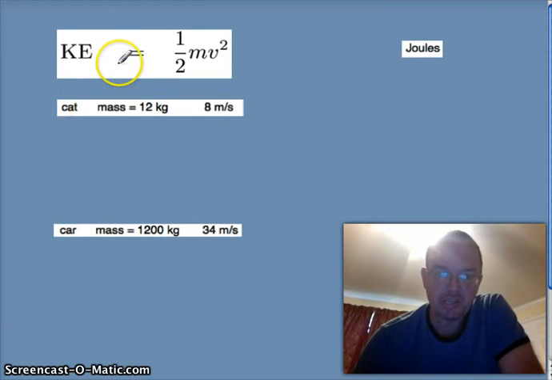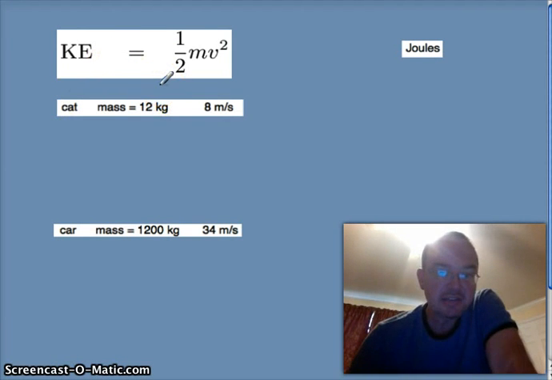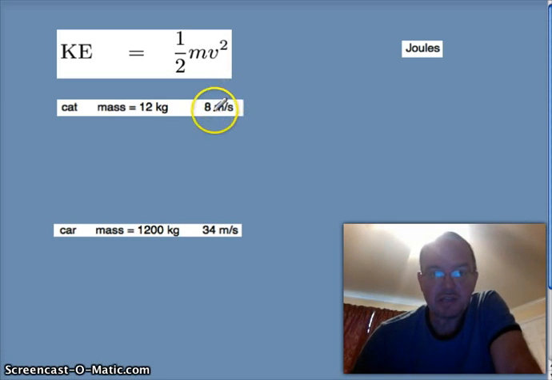Okay, here's where we're going to calculate the kinetic energy. Now this is not the last slide of our video. This is just kind of in the middle here. Okay, say we have a cat that is 12 kilograms. Now that would be one ginormous cat. That's like the King Kong of all cats. I don't know why I put 12 kilograms, but we'll have to run with it. Cat has 12 kilograms and he is traveling at 8 meters per second.